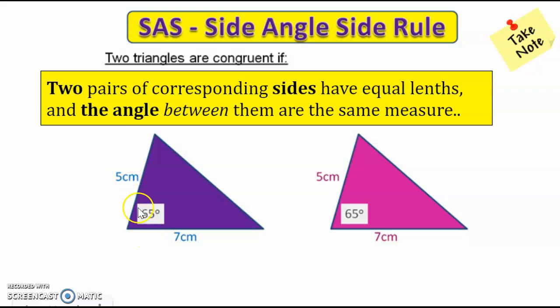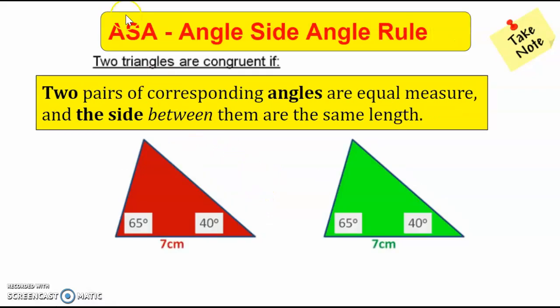So you can see that in this case, we're given one side and the angle and another side. That is sufficient information for us to conclude congruence. What about angle side angle? Okay, so in this case, what's in between?